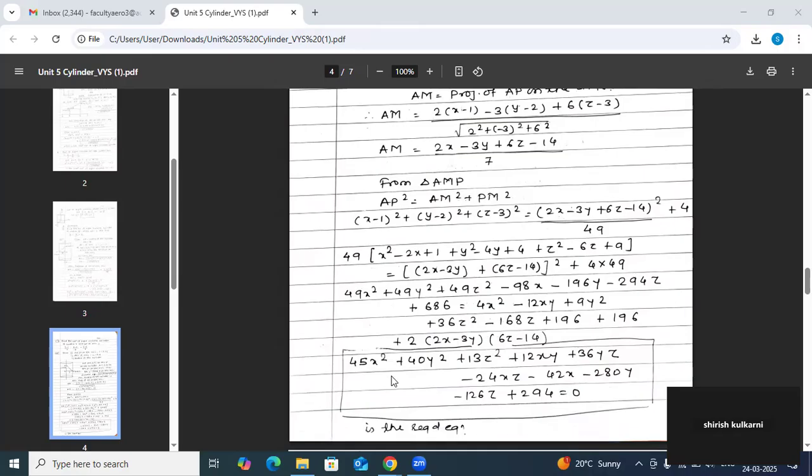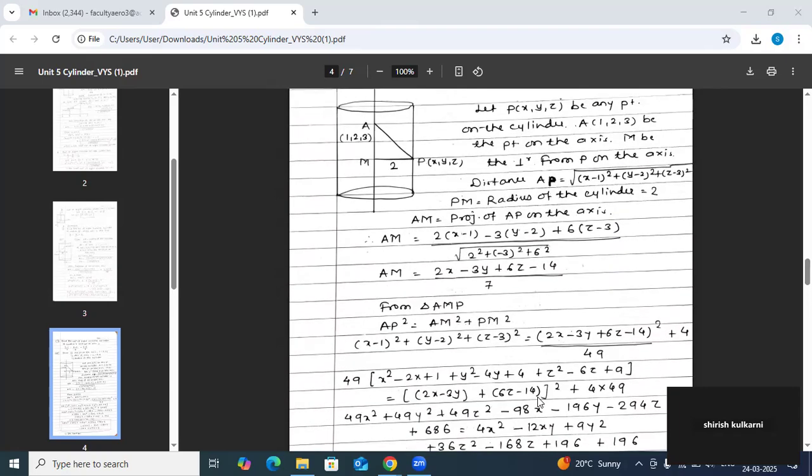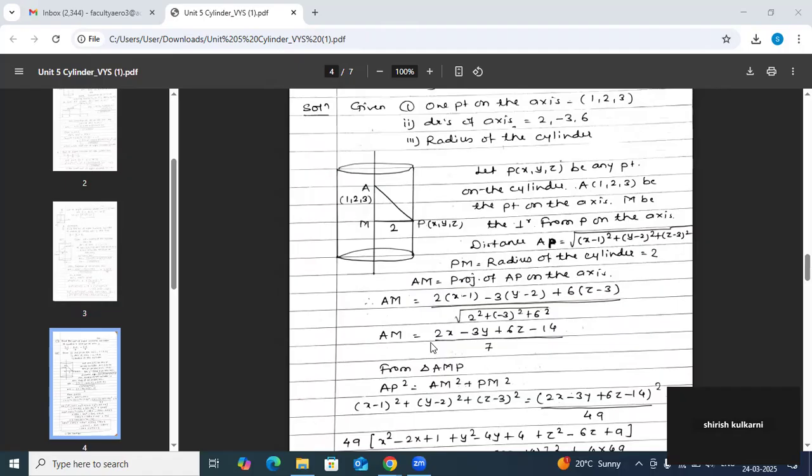After simplifying, you get this answer: 45x square plus 40y square plus 13z square plus 12xy plus 36y square minus 46xz minus 42x minus 280y minus 126z plus 294. This is the concept of finding the equation of the cylinder.